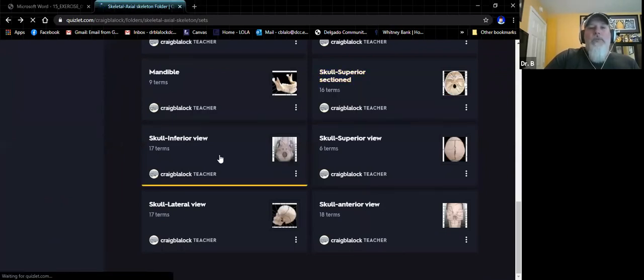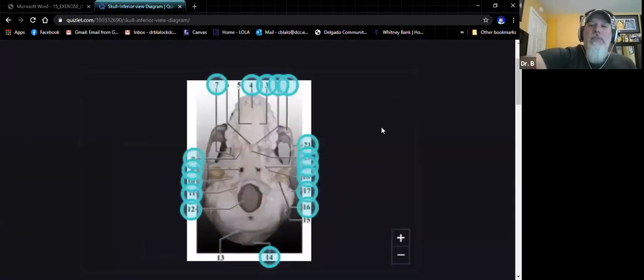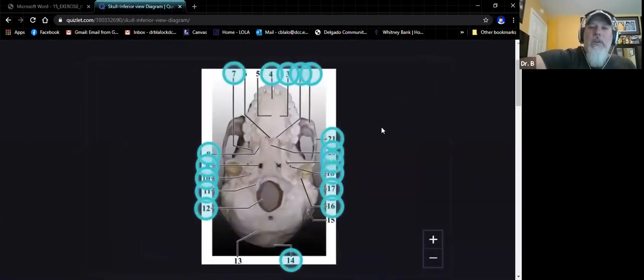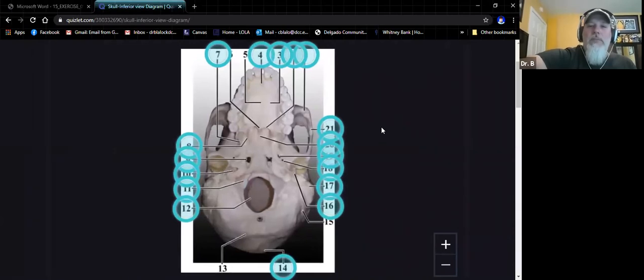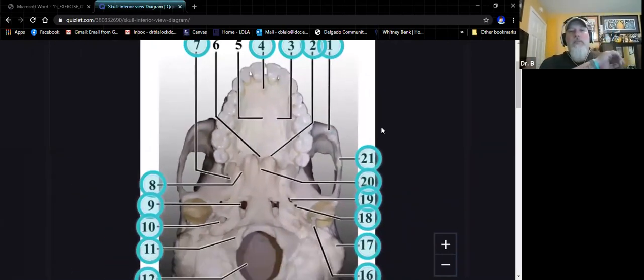All right, so we have two other views of the skull. First, we're going to do the inferior view. Now, I have left a couple of things off of this inferior view on purpose, so if it's not labeled on here, the couple of things that I left off, then you don't have to know them.